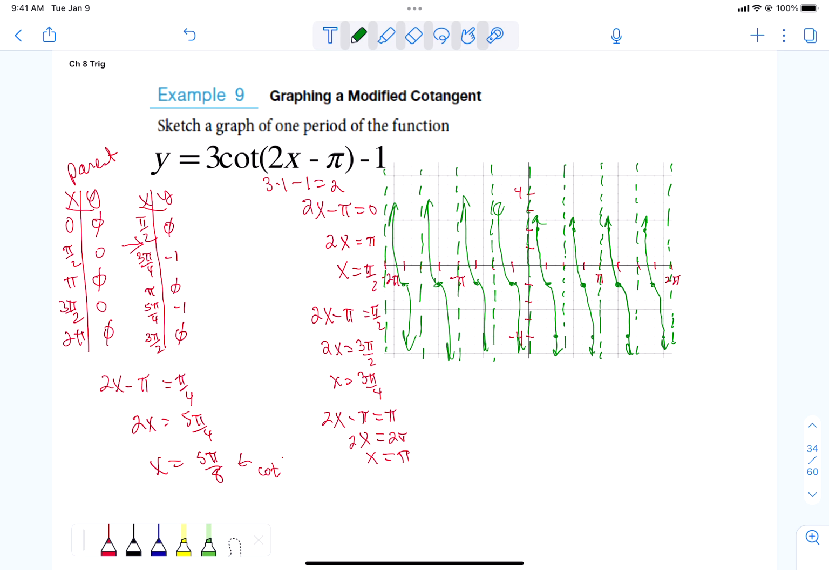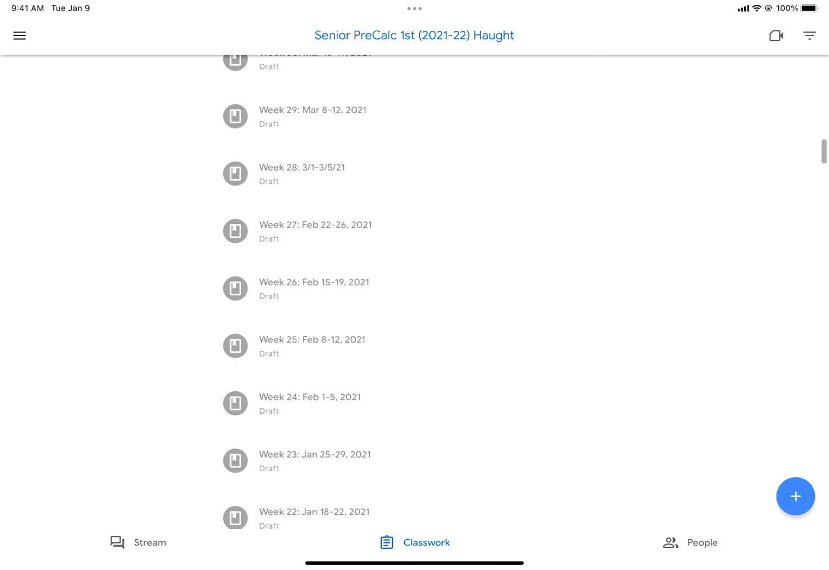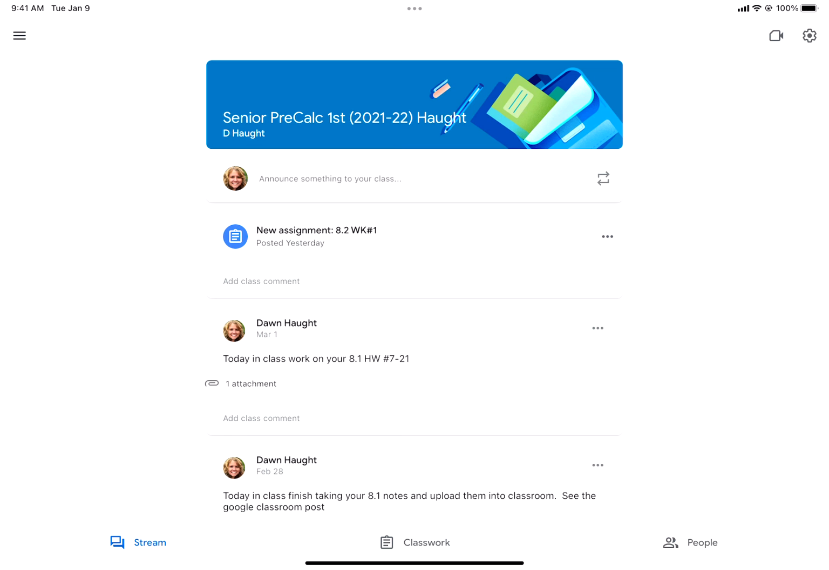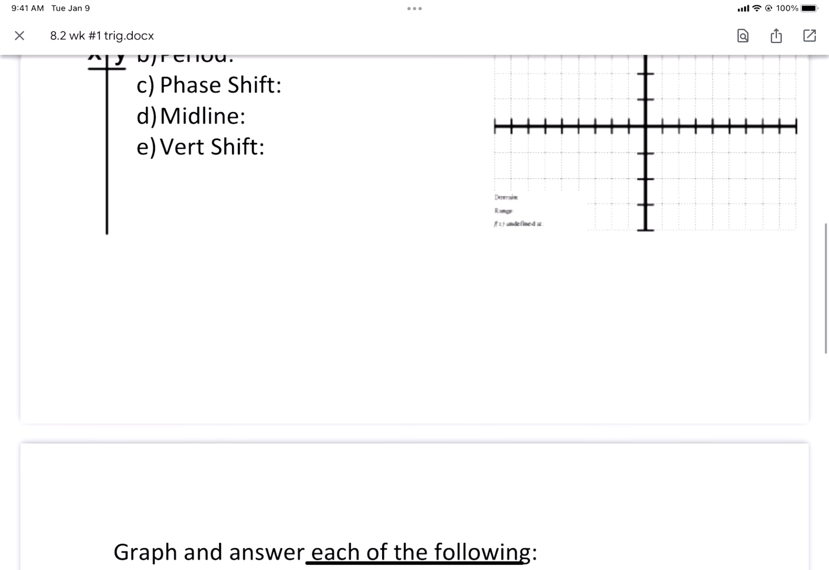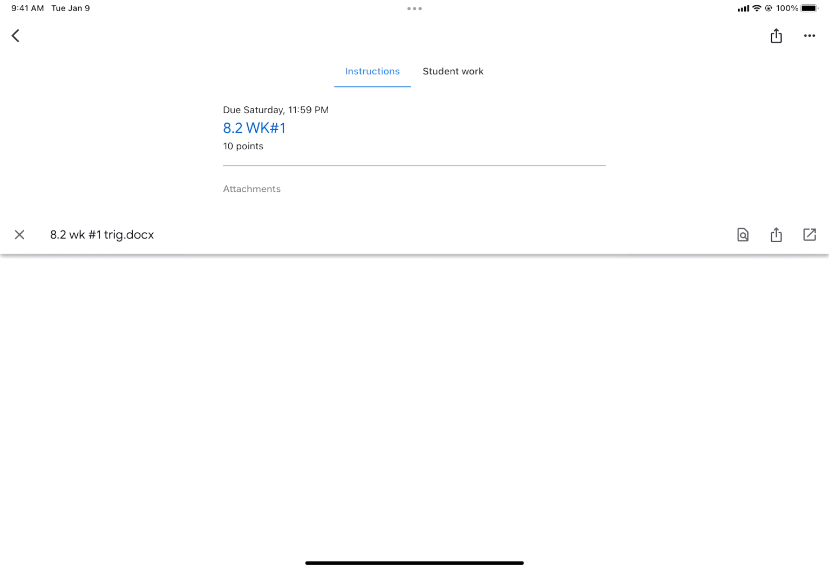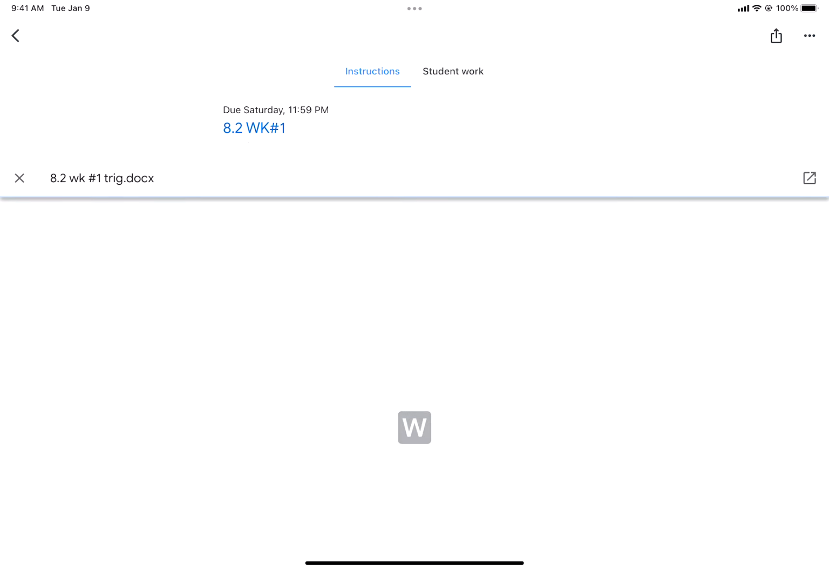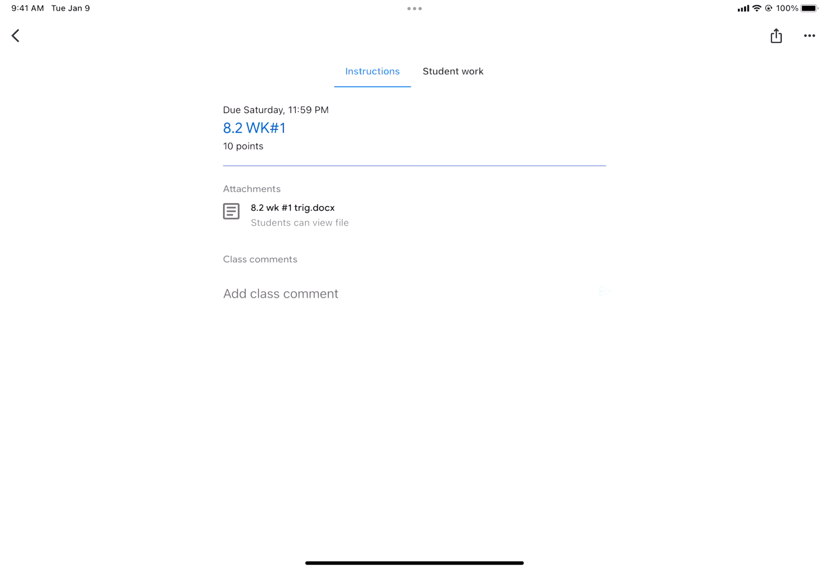Okay. Now, the assignment we're going to start with, if you go into Google Classroom and find 8-2 worksheet number 1, worksheet number 1 is going to be tangent and cotangent. I'm going to resend it right now. Do you see how the equations are missing? I'm going to resend it as a PDF, and the equations will be there. But look for worksheet number 1. That's going to be 4 problems, 2 tangents and 2 cotangents. We'll work on that in class tomorrow.